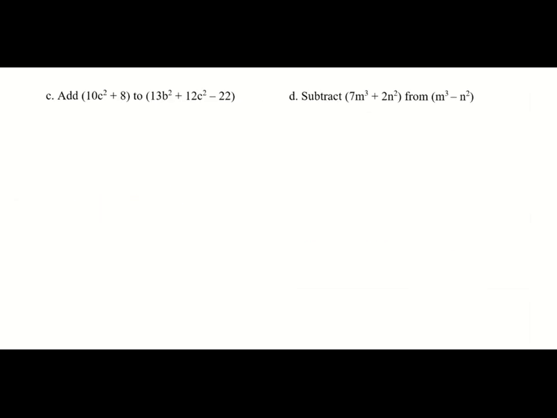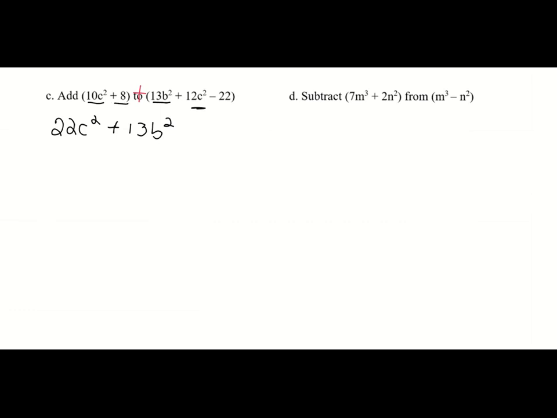Okay, so now we are going to do another addition problem, and we're going to add 10c squared plus 8 to 13b squared plus 12c squared minus 22. So again, think of that word "to" as like that plus sign there. So let's combine like terms, 10c squared, and then we have 12c squared. So 10 plus 12 will give me 22c squared. And then I have a 13b squared, but there's nothing else like it, so I'm just going to write it there because I don't have anything to combine it to.